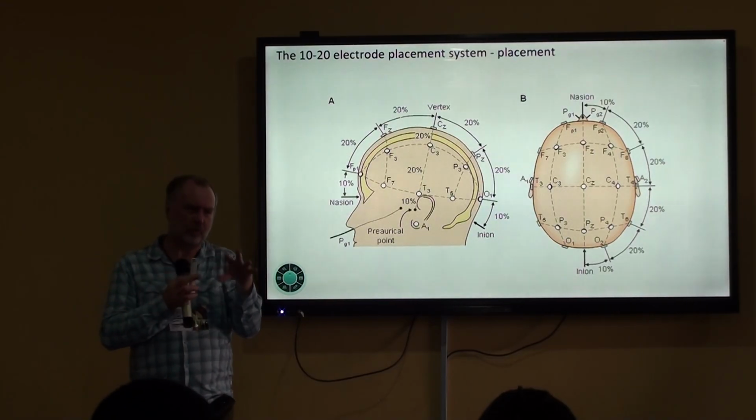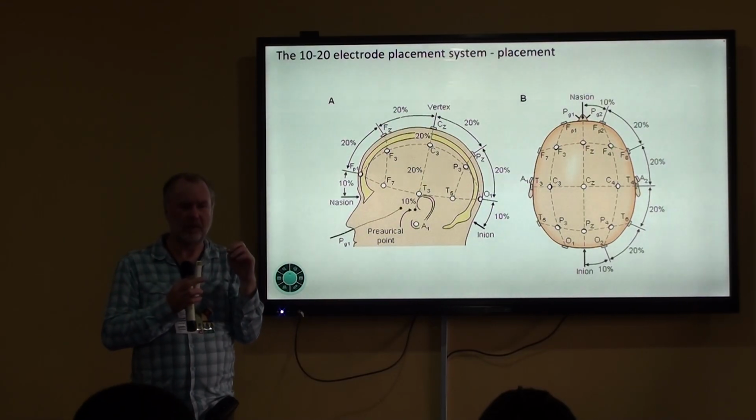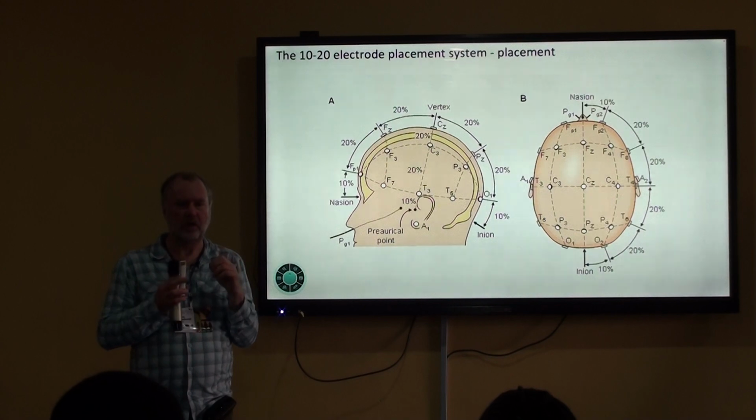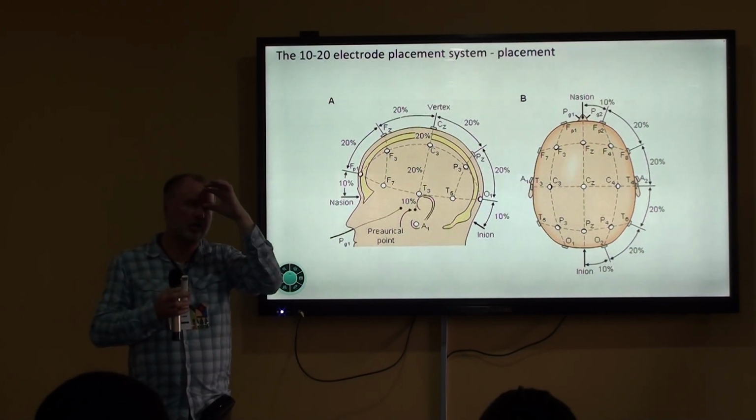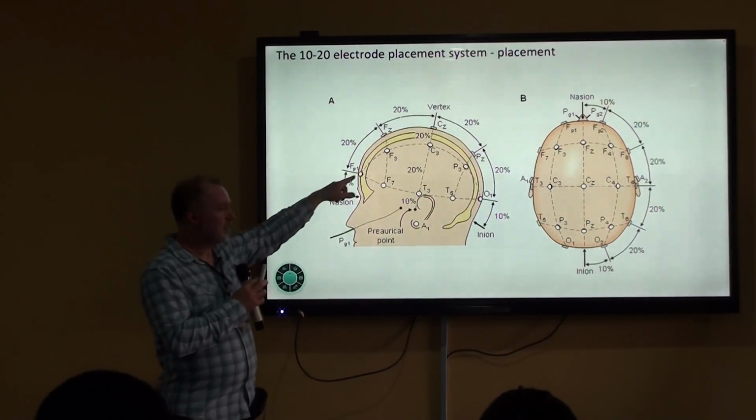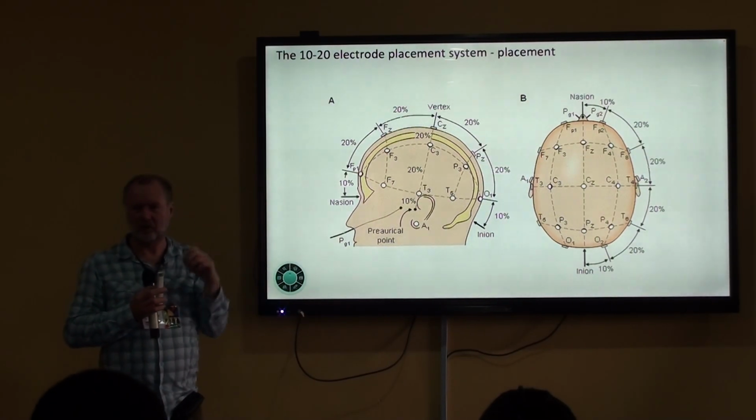So also it's important for the placement of the cap that you look that it's symmetric, but also that you pull it right over the head such that these electrodes which are in the cap, that they're also at the 10 and 20% distances.